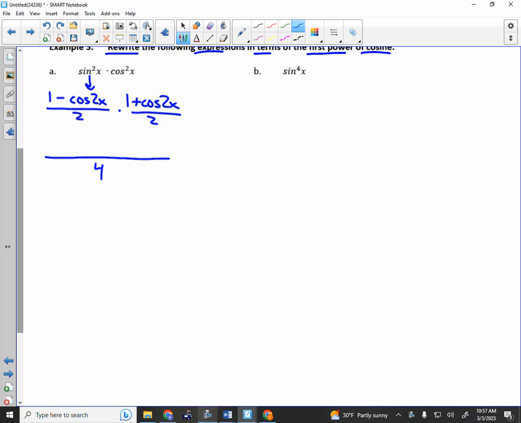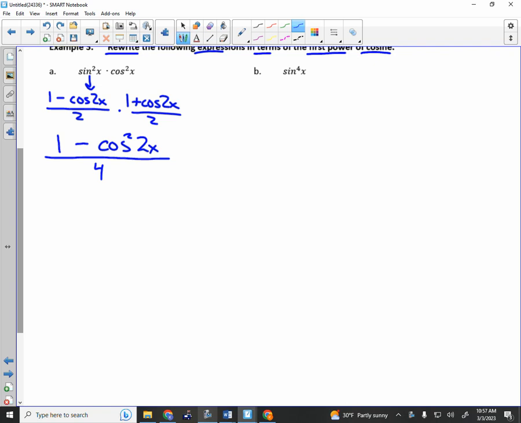1 times 1 is 1 minus, and then this becomes cosine squared of 2x. You don't do anything to the angle. You don't take like 2x times 2x. It's not 4x squared in the middle there. You just square the operation.